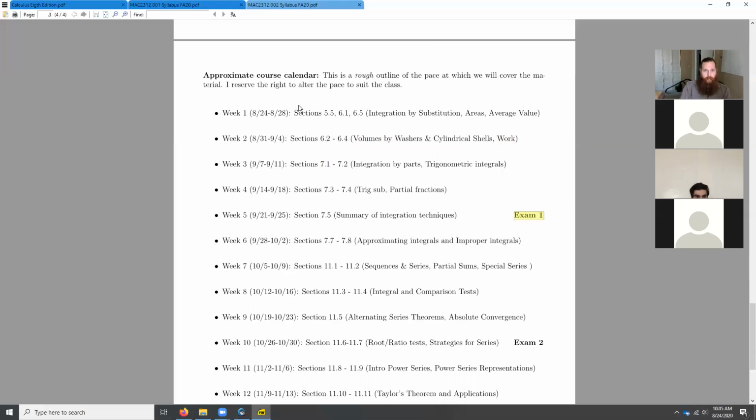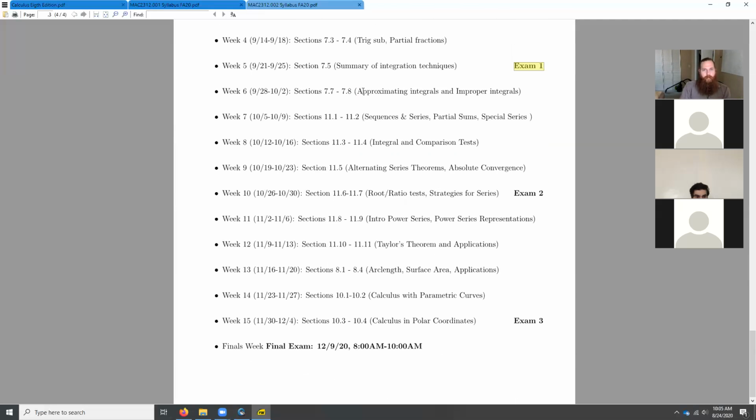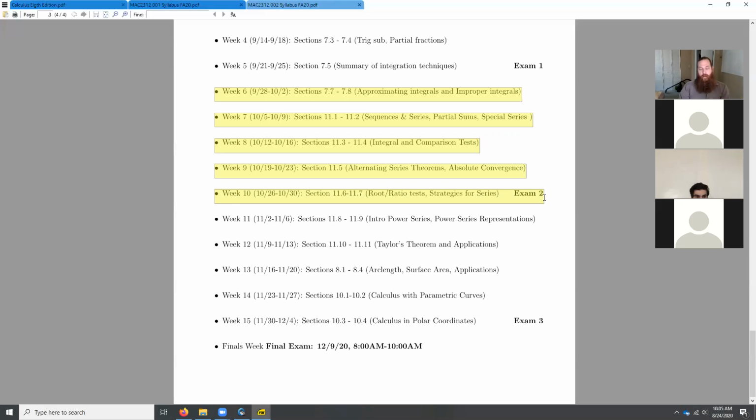Exam 1 is going to cover all of this. Right? It's fairly straightforward. So 5.5, 6.1, 6.5, 6.2 through 6.4, and then chapter 7. After that, we're going to start on the middle part of the class, which is the convergence part of the class, where we talk about improper integrals, infinite sequences, infinite series. This tends to be the part of Calc 2 that scares the most people away.